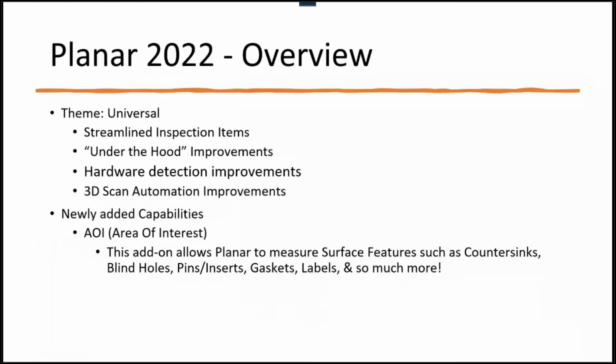First thing we'll look at today is the theme of the software. After talking with InspectVision a little bit, we came to the conclusion that the theme for the 2022 era is universal. This is all about streamlining everything together, bringing everything from 2D to 2.5D to 3D to your mechanical components, universally bringing them all up better for the end user. Some of those achievements include streamlined inspection items. You'll see a lot of improvements there. One of my favorite things will definitely be covered there.